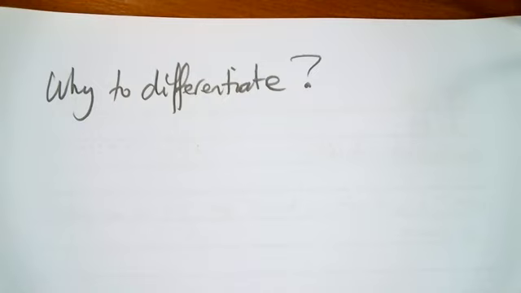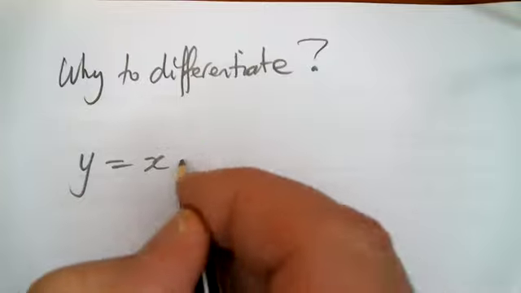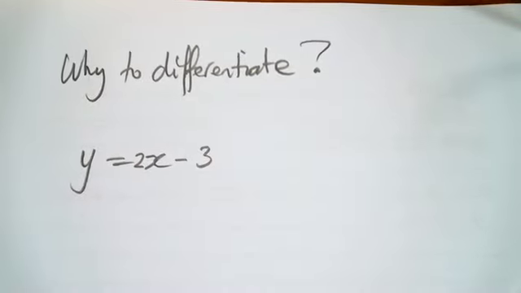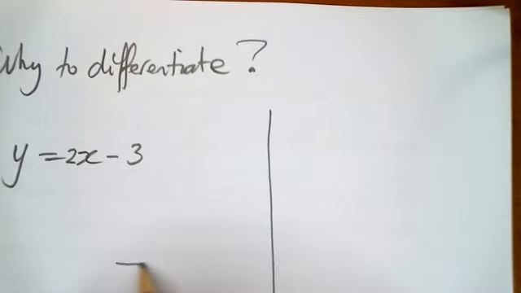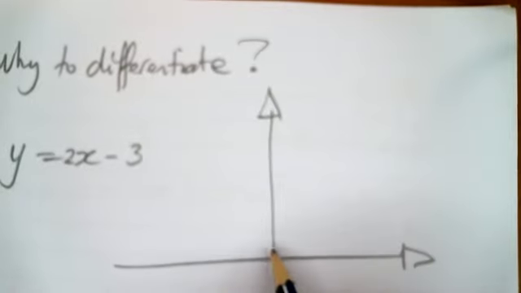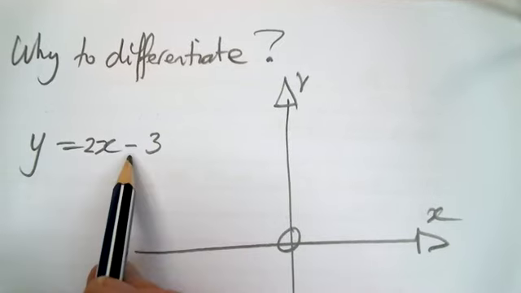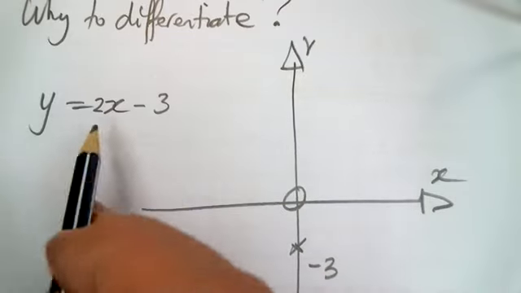What we're doing is something incredibly useful. Whenever we have a function, I'll just make one up here. Let's say y is equal to 2x minus 3. There is my function. Of course, we can draw that up. So it's going to be a y here and an x here. That means it crosses at negative 3, so I'll call this here minus 3. And the gradient is 2.